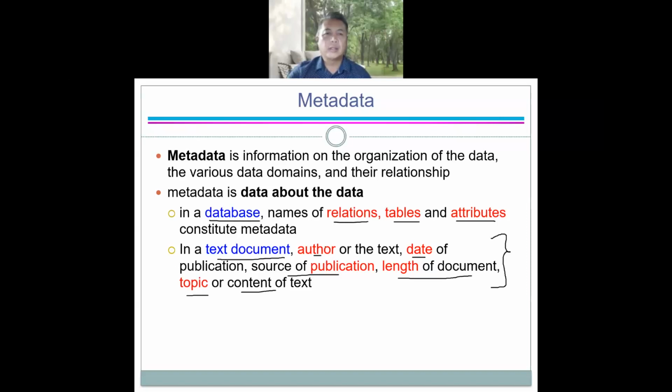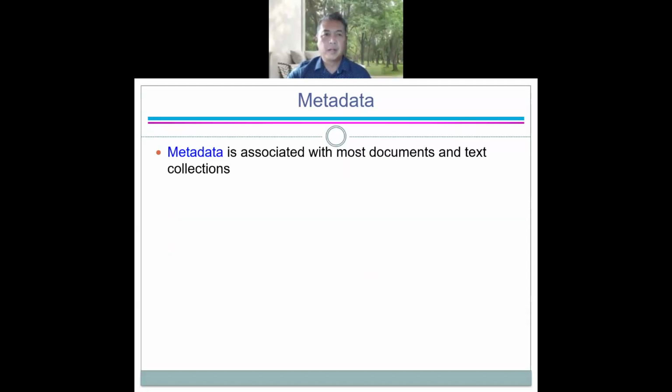The author is easy to detect, the date of publication is easy to detect, the source, who published it, is easy to detect, and the length of the document we just count. But the most important part is the topic or content of the text. How do we perform topic modeling? How do we decide this document belongs to a certain topic? That is the major issue that we are trying to address in information retrieval.